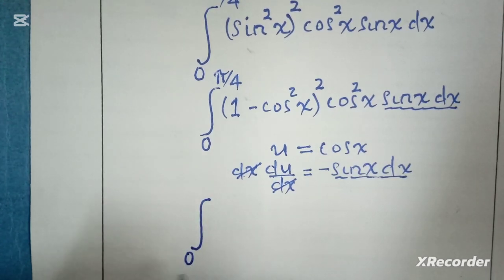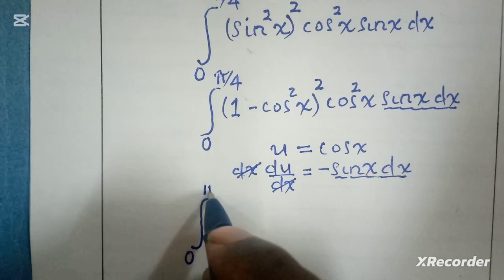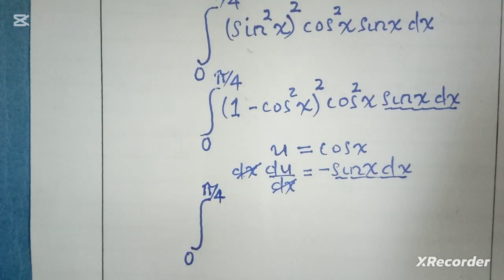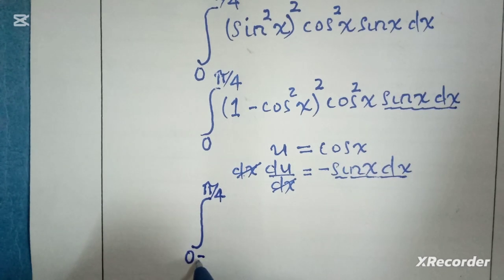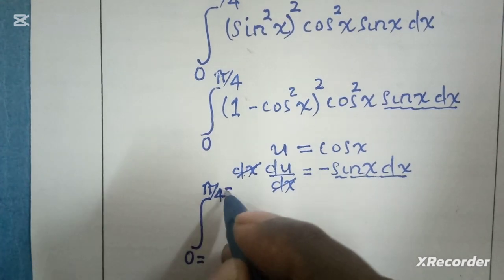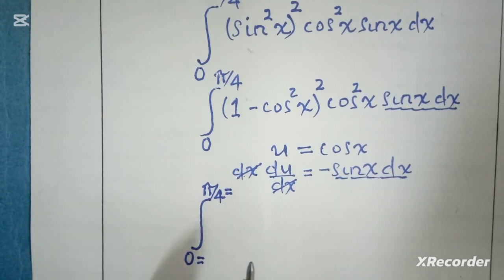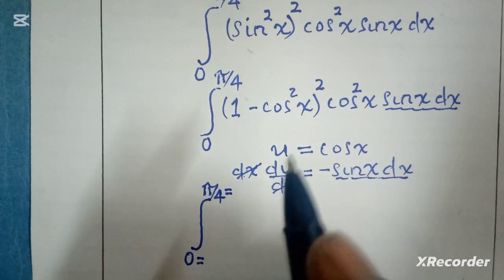Remember that this 0 and this pi over 4 is in terms of x. So guys, we need also to replace them. And so guys, I'll write equals to here and equals to at this point, because we shall need also to replace them. So let's see what now happens from there.